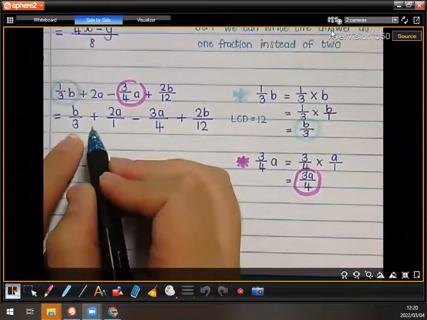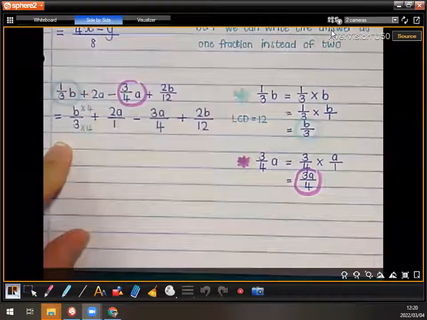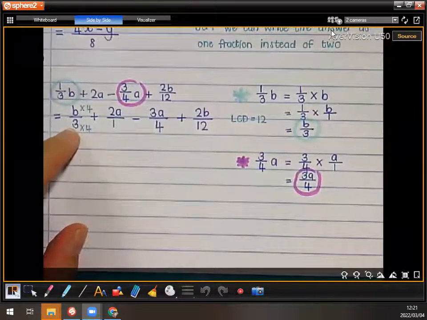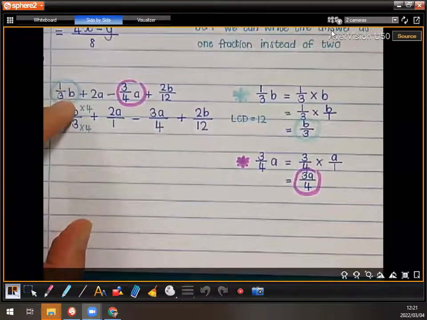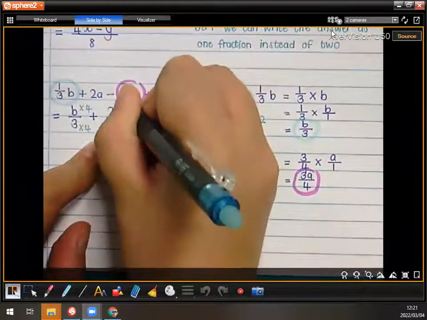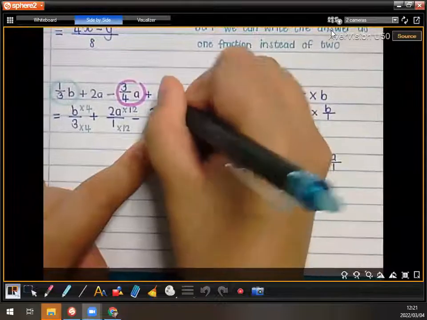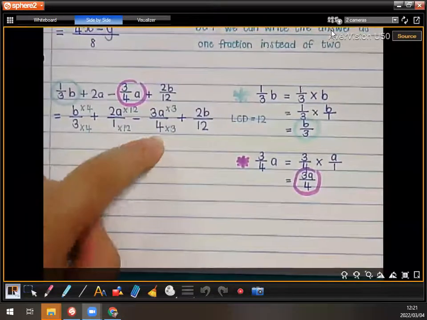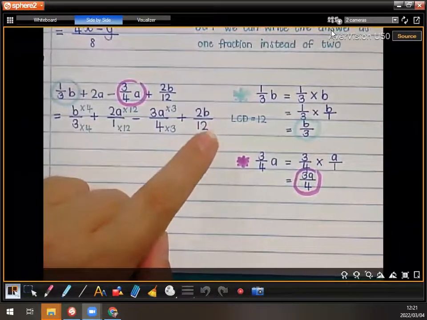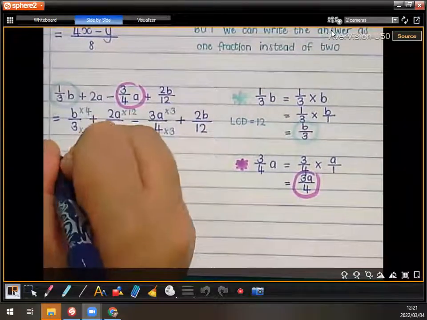So if I look at my denominator, you can do that if you want to, but we can also do that later. All right, so to turn 3 into 12, I need to multiply it by 4. I'm going to do the same thing at the top. The next one, 1 times 12 is going to give me 12, so I must do the same thing at the top. The next one, 4 times 3 is going to give me 12, so I must do the same thing at the top. And the last one is already over 12, which is the LCD, so I don't have to do anything to that last fraction. Okay, now we can just work that out.